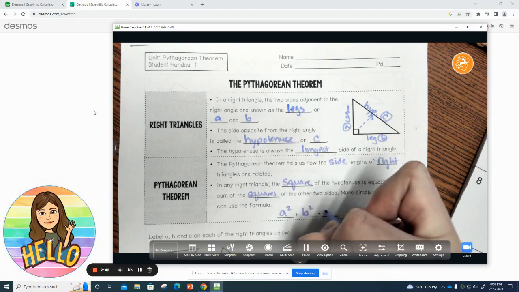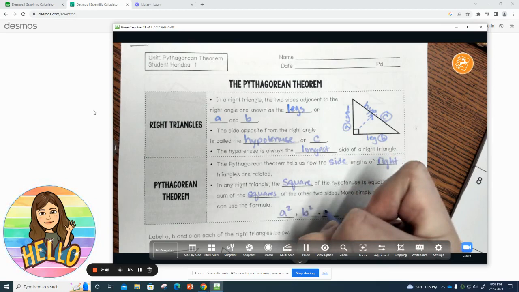But if you didn't know what the square root of 25 was, because there are going to be some numbers that we deal with that are quite large, there's a square root button here in Desmos that will help us out. The square root of 25 is 5. So there we have it. Our third side length is 5.